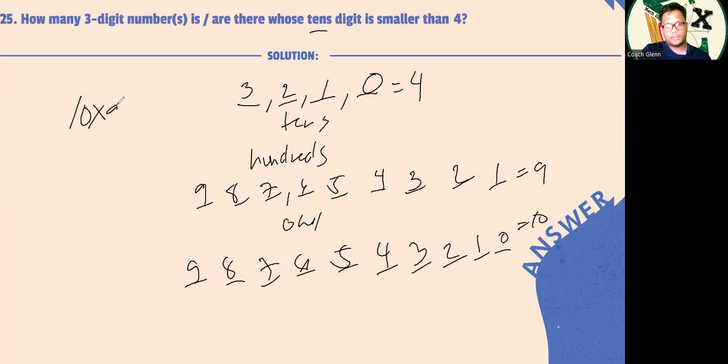So we have 10 times 9 times 4. So 10 times 9 is 90. So we need 90 times 4. So that's equal to 360. That should be our final answer.